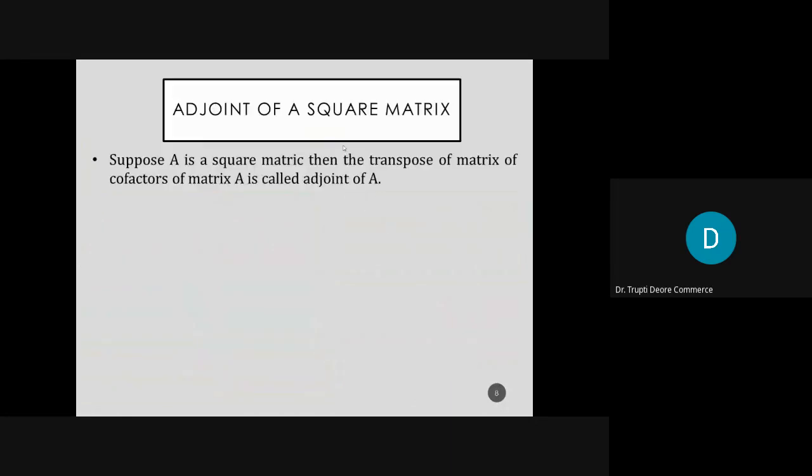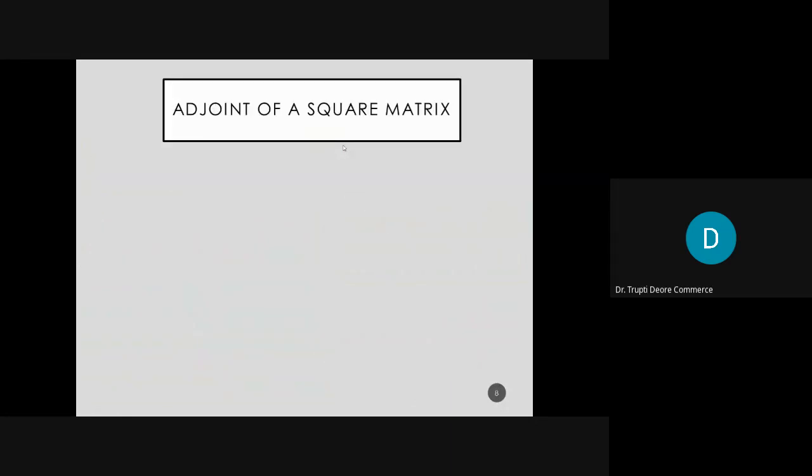So let's check out first adjoint. Now, what do you mean by adjoint? Adjoint is applicable only for square matrices. Why? Because we are finding the minors and cofactors for square matrices. That's why adjoint is applicable only for the square matrix.